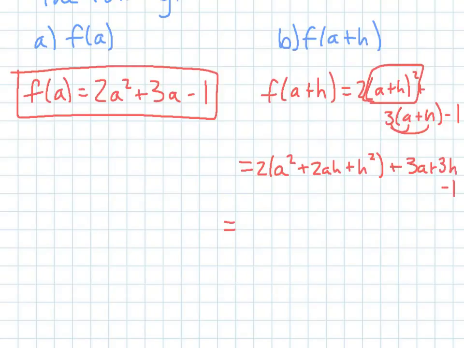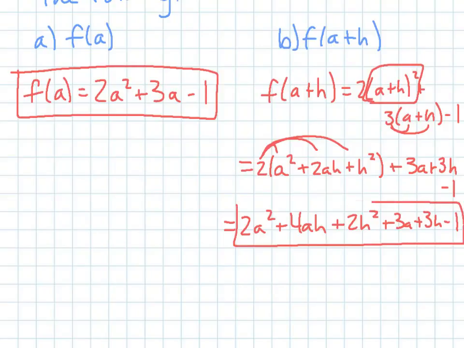Okay? And then here I can make the 2 go through. So 2a squared plus 4ah plus 2h squared plus 3a plus 3h minus 1. Now notice here I don't have any like terms, so that would be your answer for f of a plus h. Okay? So that's basically all you need to know for this part of section 2.1. So have fun.